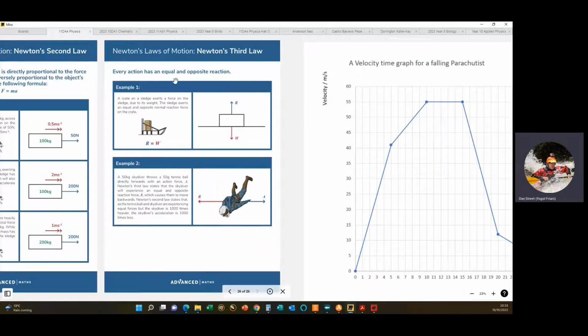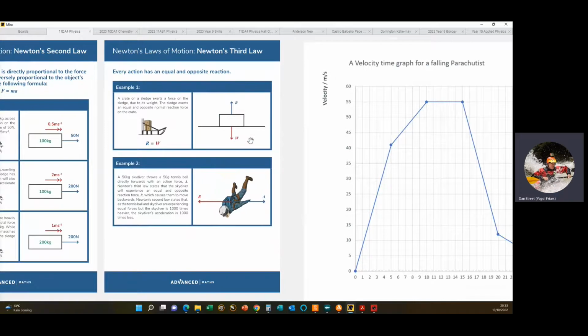Make sure you've got a copy of that down, because again, you do need to be able to quote that law there. Every action has an opposite and equal reaction. And just briefly mention the diagrams given here. A crate on a sledge exerts a force on the sledge due to its weight, and the sledge exerts an equal and opposite reaction force on the crate.